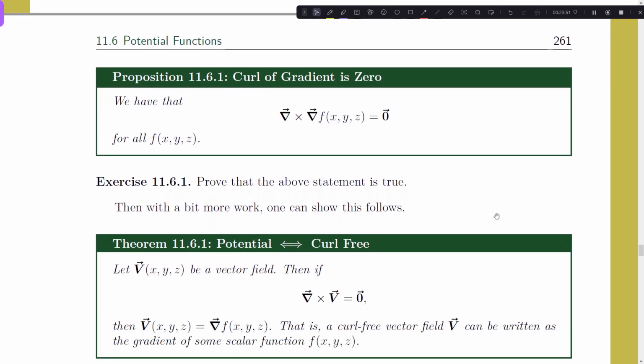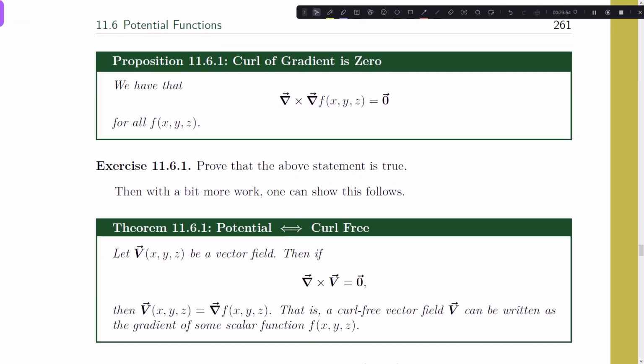Okay, and that's the same statement here, right? So because the curl of the gradient is 0, then the potential is going to always be curl-free. And these are actually if and only if statements, right? Every curl-free vector field will have a potential, and every gradient of a potential will be a curl-free vector field. Now, proving that the above statement is true is one of your exercises.